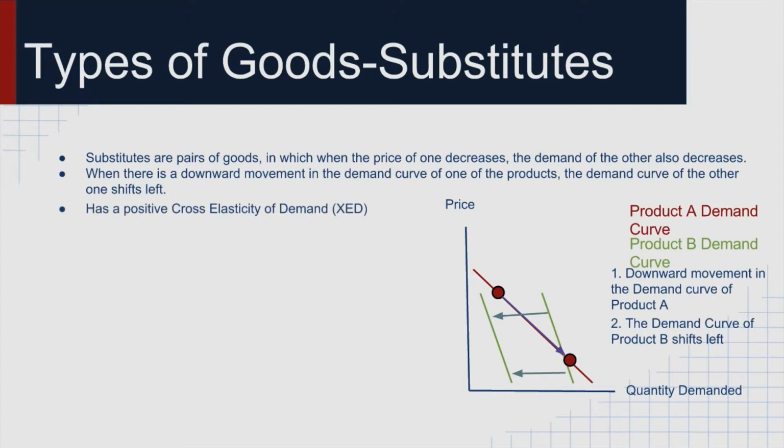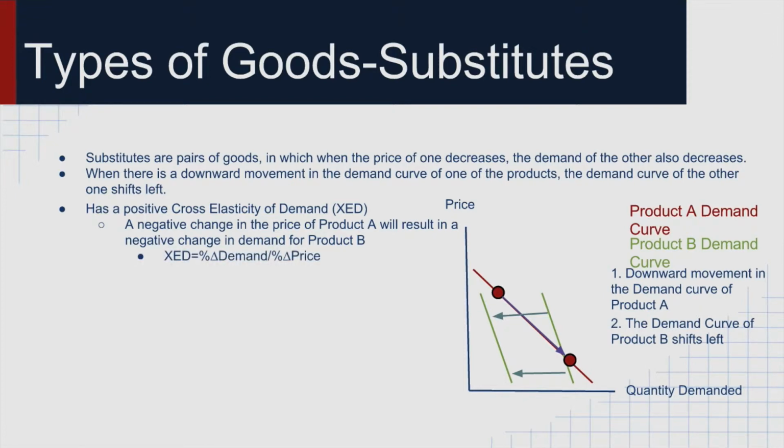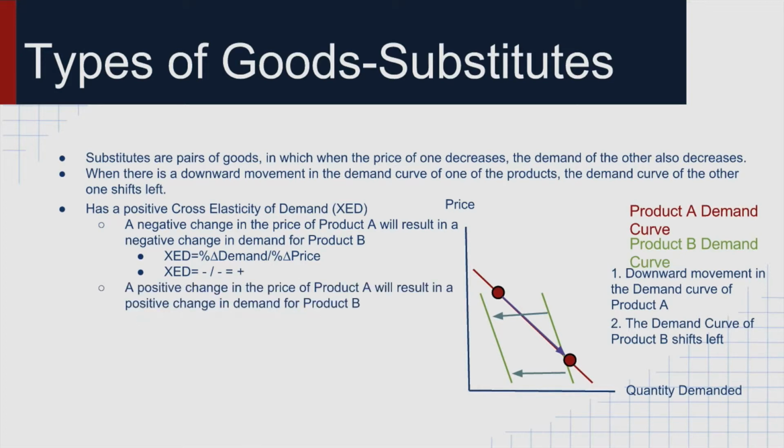So substitute products have a positive cross-elasticity of demand. A negative change in the price of product A will result in a negative change in the demand for product B. So here's the formula for cross-elasticity of demand again, the percent change in demand over the percent change in price. So this will be a negative value over a negative value, which will result in a positive value.